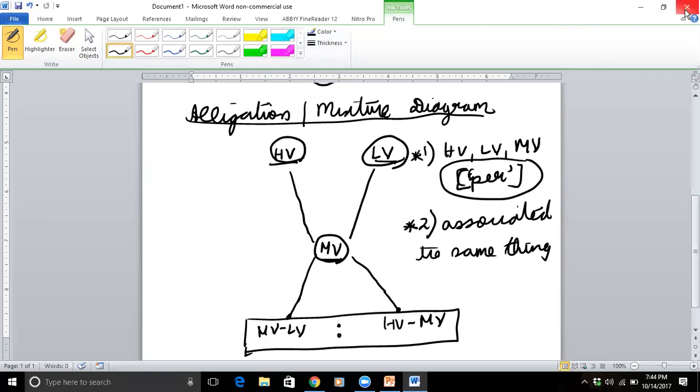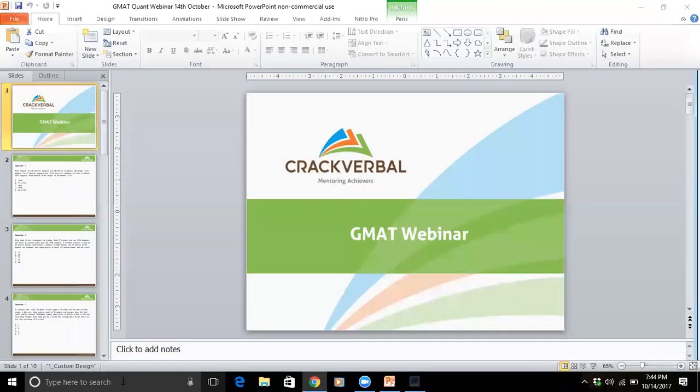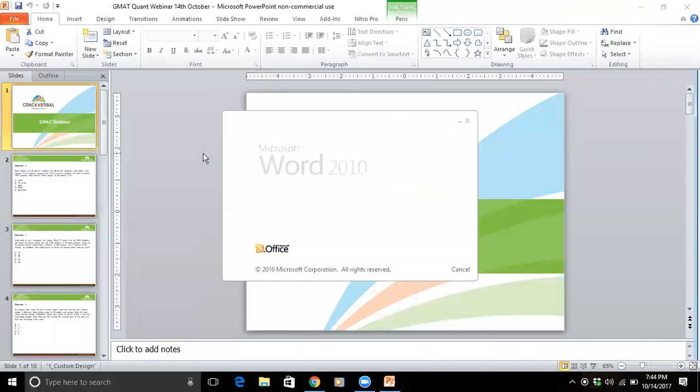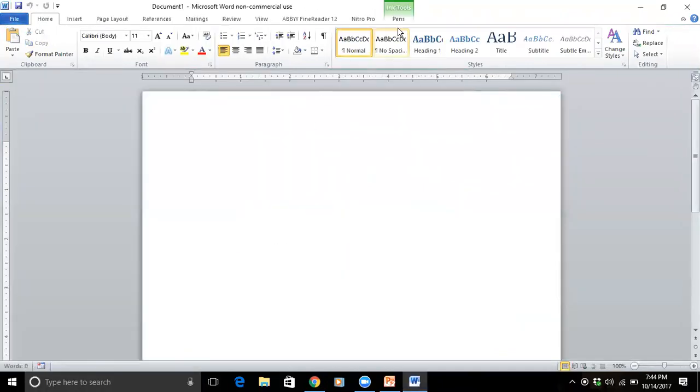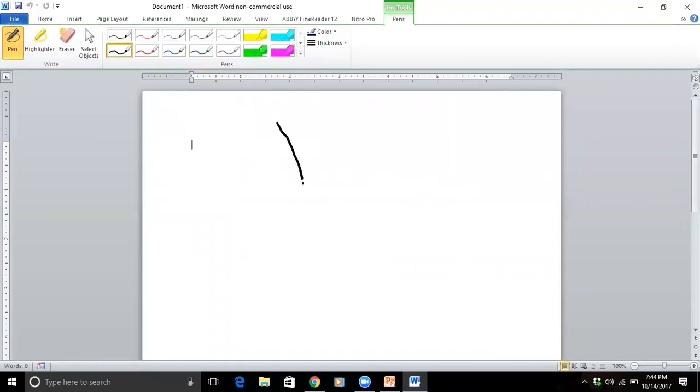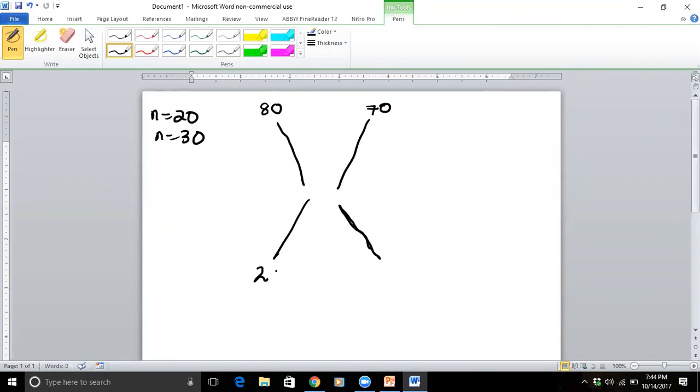So just correlating the things here, I'm going to use the same example that I had previously. I said that you have a class and the average marks is 80. You have another class, the average marks are 70. Now what you're doing is you're combining the 2 classes, so you're mixing these 2 averages. And I know that since I gave you the number of students as 20 and 30, the ratio of the classes is 20:30, or in other words, the ratio is 2:3.